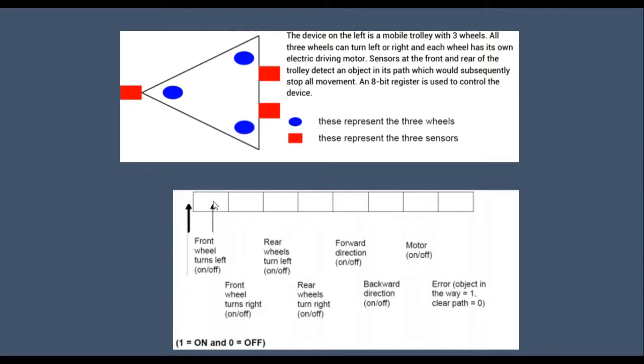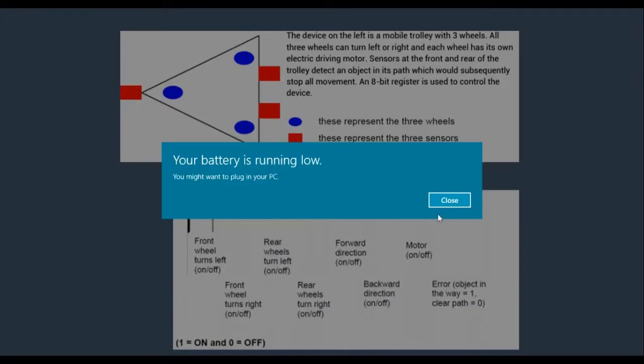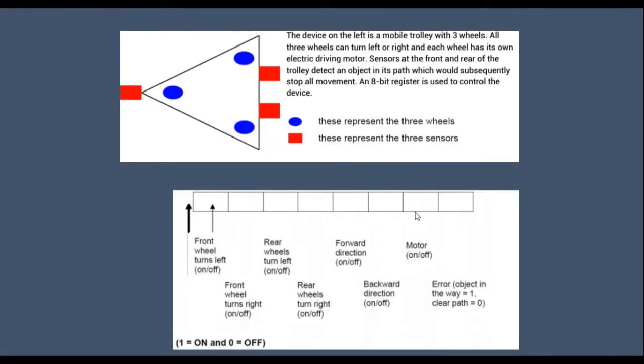For example, the first region represents the front wheel, which will turn left. When this is a 1, it means that the front wheel will turn left. When it is a 0, it means that the front wheel will not turn left. For example, this region here represents when the motor is on or off. It means that when this is off, it's going to be switching the device off.